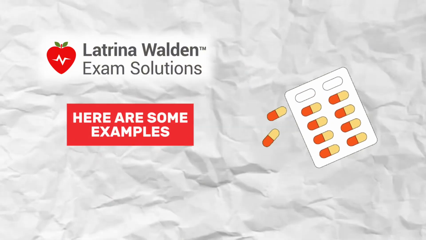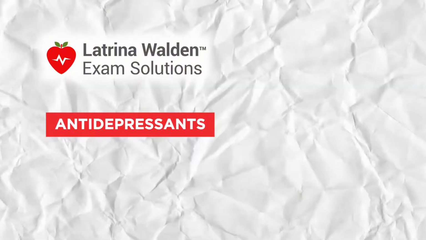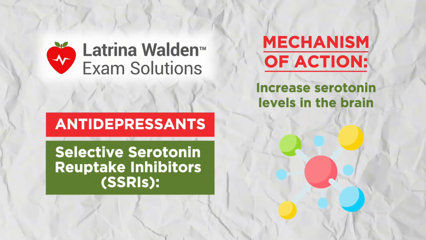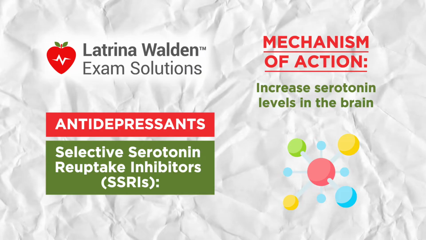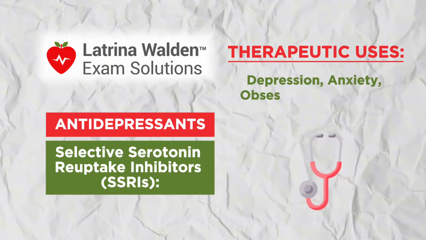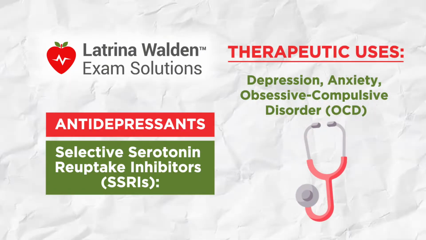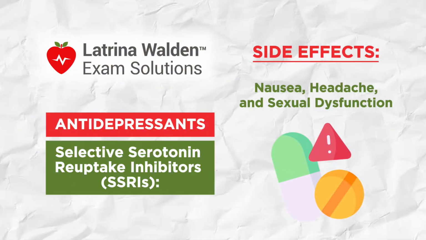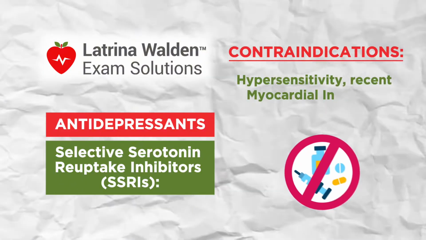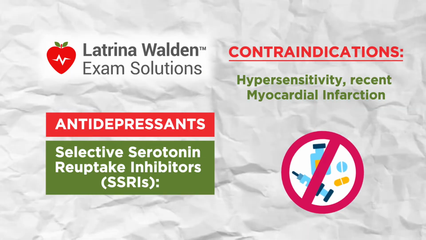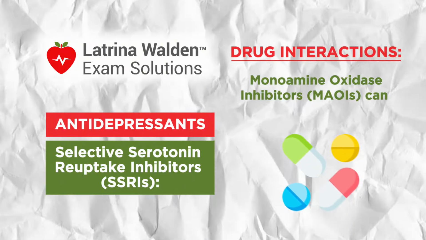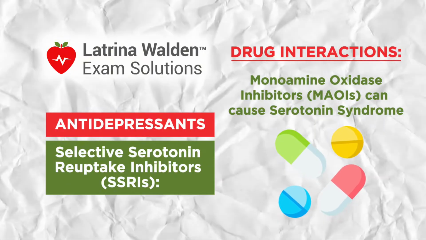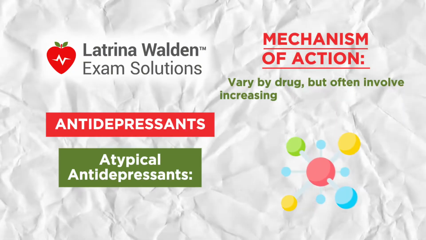Here are some examples. Starting with antidepressants. Selective serotonin reuptake inhibitors, SSRIs. Mechanism of action. Increase serotonin levels in the brain. Therapeutic uses. Depression, anxiety, obsessive-compulsive disorder, OCD. Side effects, nausea, headache, sexual dysfunction. Contraindications, hypersensitivity, recent myocardial infarction. Drug interactions, monoamine oxidase inhibitors, MAOIs, can cause serotonin syndrome.